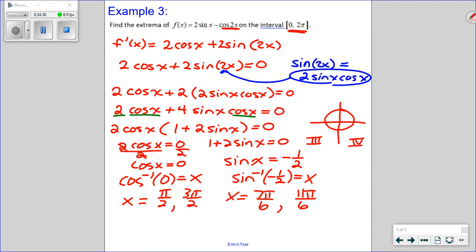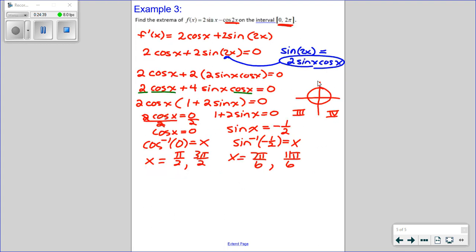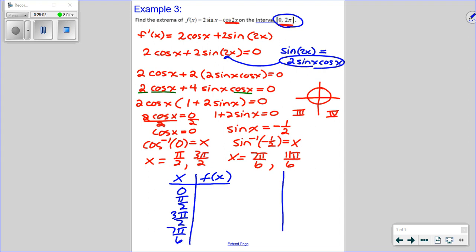All right, so we've got a little bit more work to do. We've got to set up our table, and we've got to include our endpoints and our critical points. So we'll have 0, pi over 2, 3 pi over 2, 7 pi over 6, unless I'm running out of room in the table, 11 pi over 6, and then 2 pi. Then we're going to take these values and plug them into our original function.